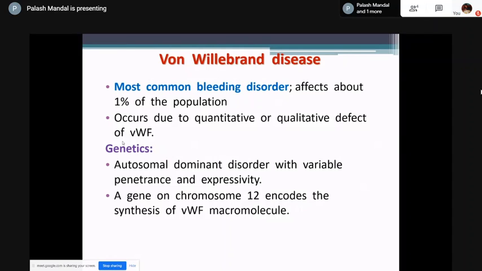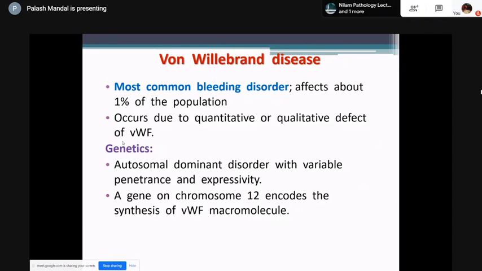Von Willebrand disease. I think this is the last disease, though this is a very large chapter, but I will be discussing this disease in bits and pieces, not going into very much detail. This is more of a postgraduate disease because it comprises various genetic manifestations.